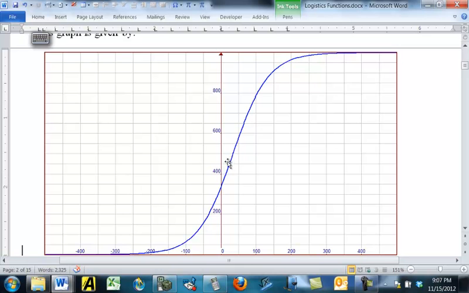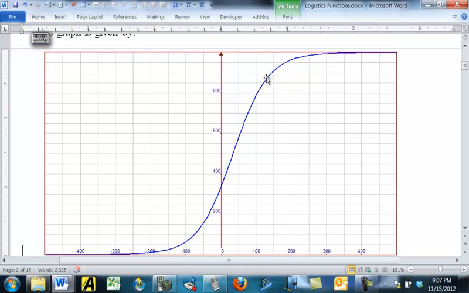Somewhere in here it reaches an inflection point. Sometimes that inflection point is called the point of diminishing returns. And that's where it's actually growing the fastest, at that inflection point. And then it starts to slow down in growth and starts to be concave down.